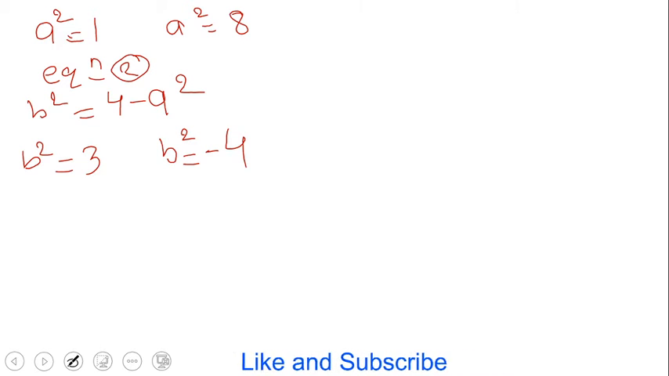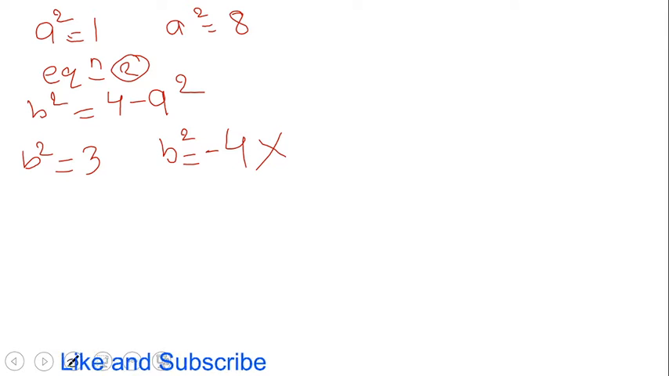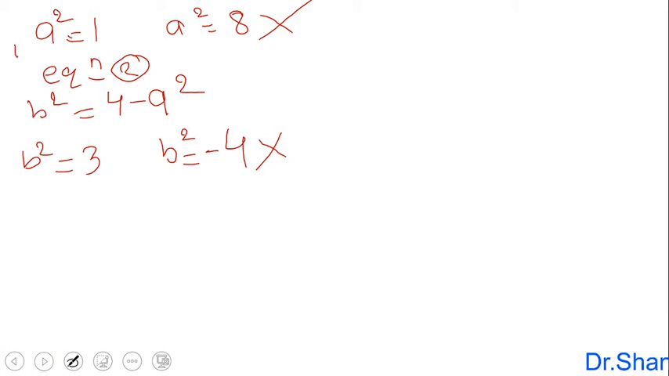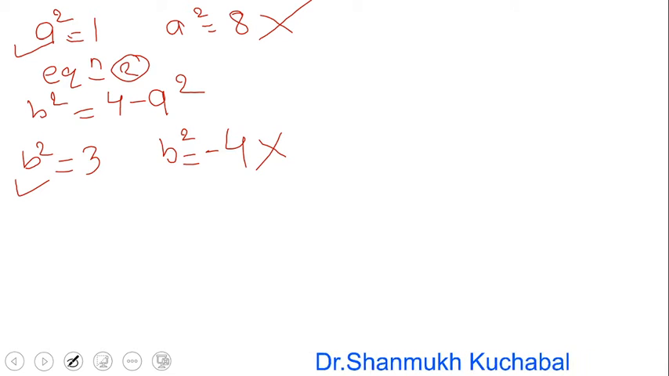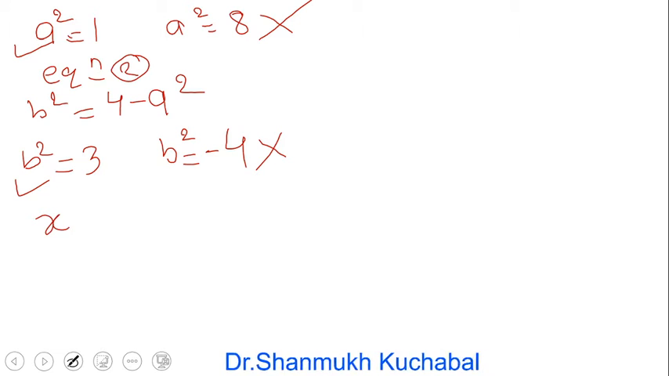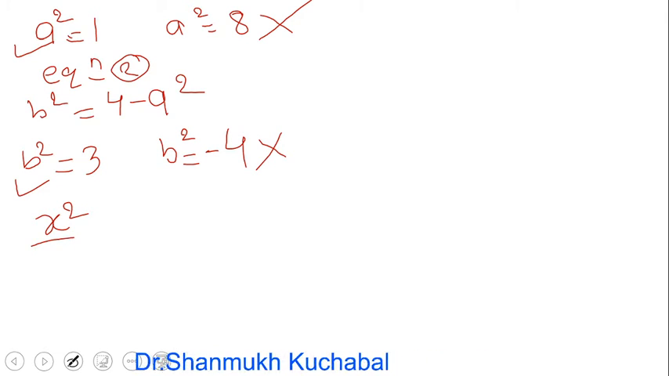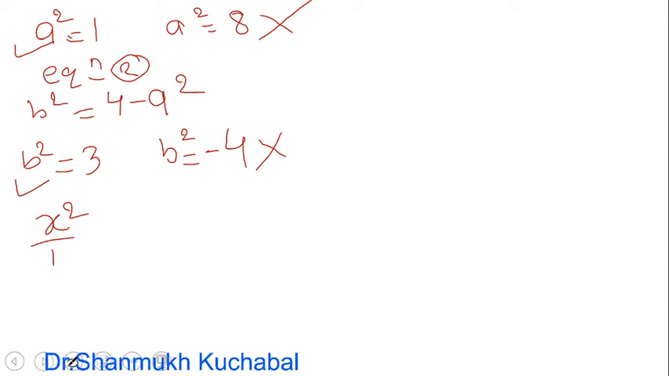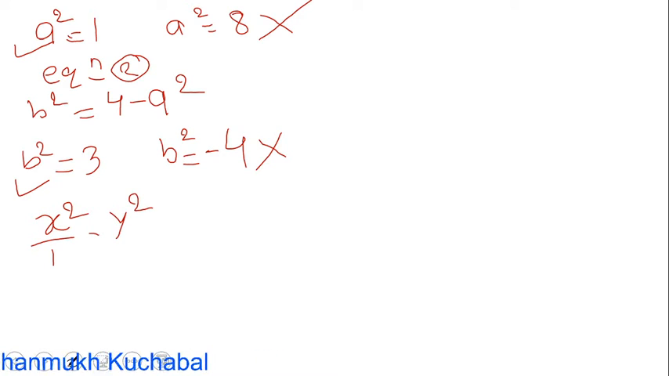So a complex number we cannot represent on a hyperbola, therefore this is a wrong option. Then the correct values are a square equal to 1, b square equal to 3. Then I write the equation of the hyperbola: x square by a square, which is 1, minus y square by b square, which is 3, equal to 1. Now we will differentiate this one.